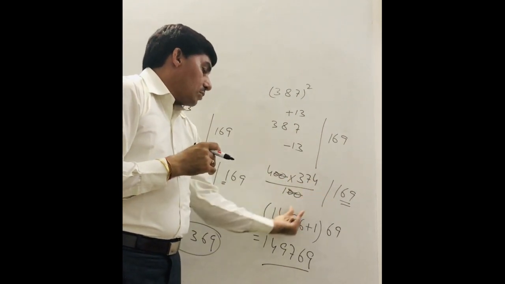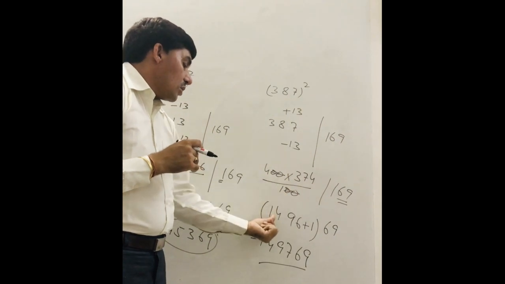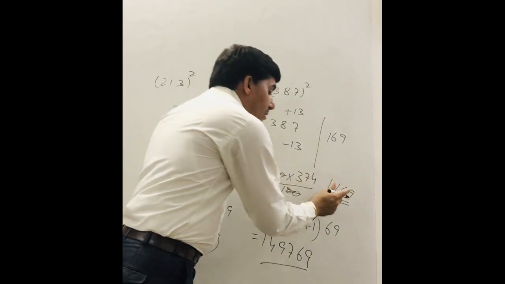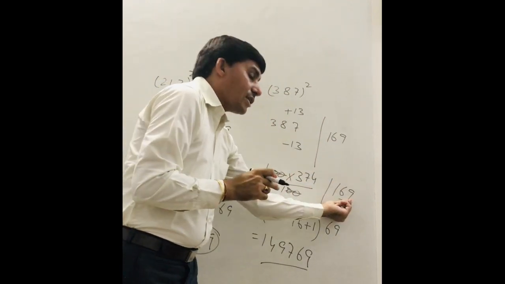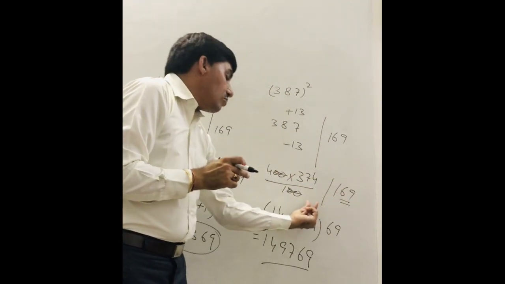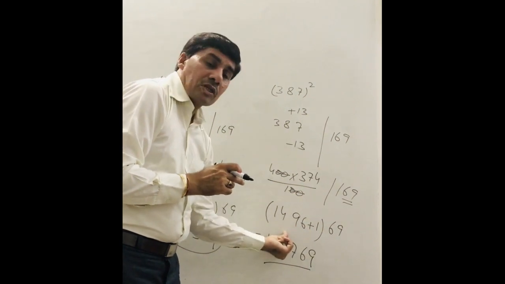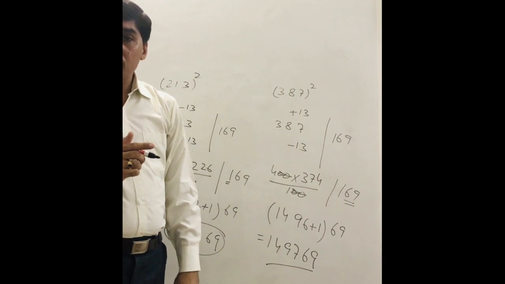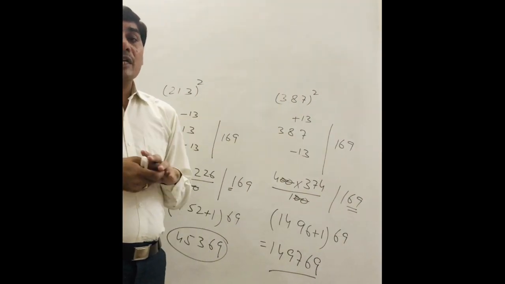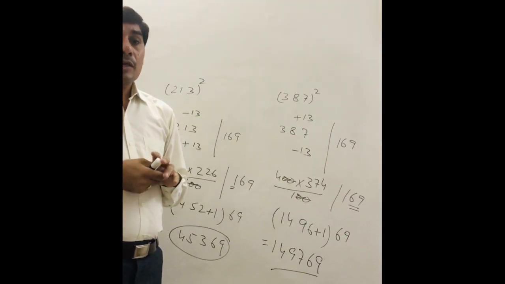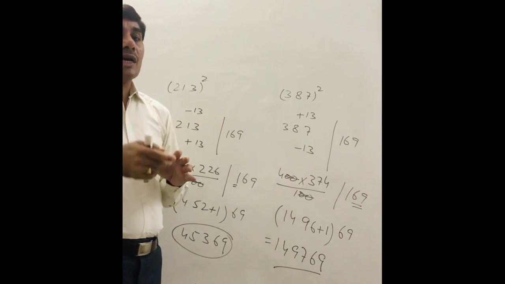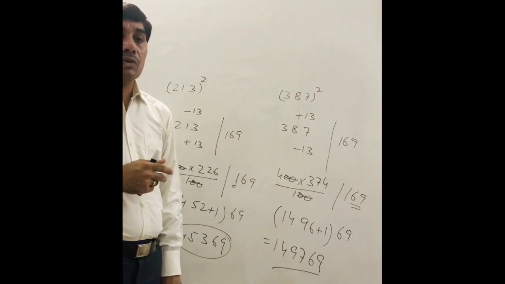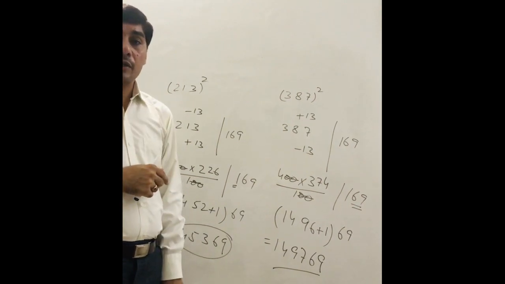4 into 374 is 1496. And add 1. After leaving these two digits, the remaining value we have to add in the multiplication. And after that, we can get the desired result. Practice makes a man perfect. In mathematics, the more exercises you solve, the more you practice, the more perfect you will be.